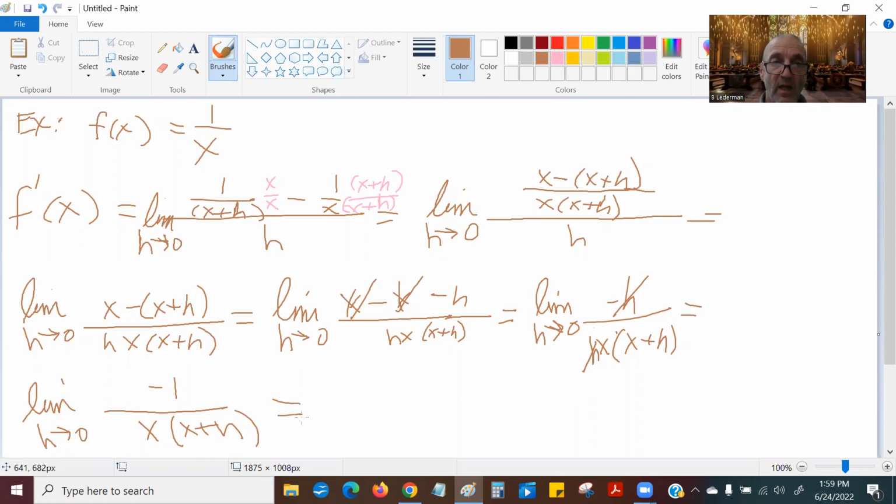Now finally I can apply the limit, and I'm at a situation now where if I would just plug in h equals 0, I got no problem. It's just negative 1 over x squared, and that's our final answer. So f prime of x is equal to negative 1 over x squared. And that is a thing of beauty. I'm going to write it up here. f prime of x equals negative 1 over x squared. That is a beautiful thing.